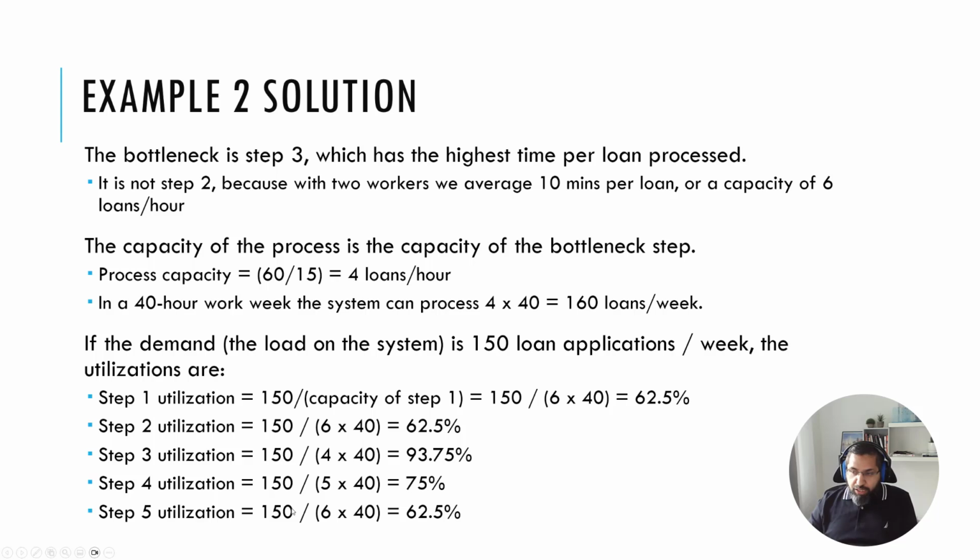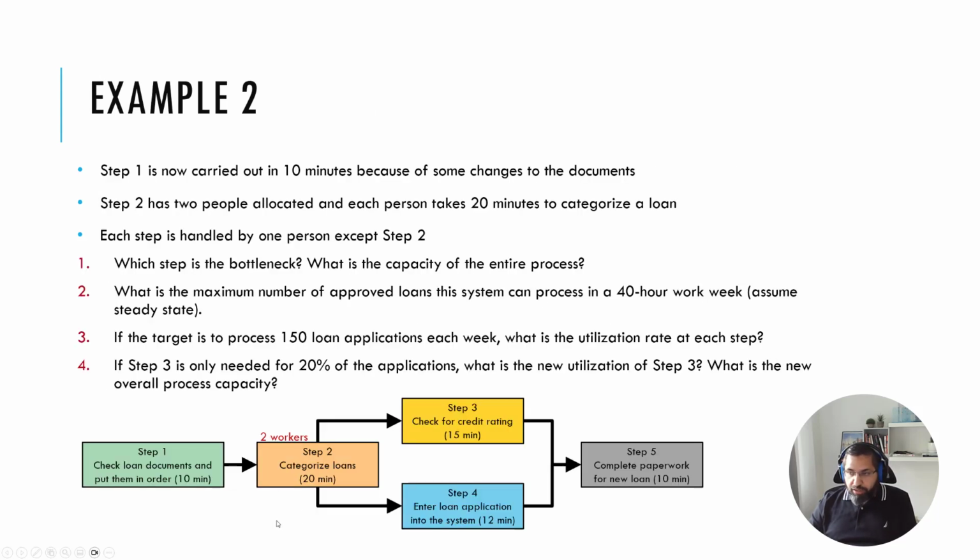Step 5, again, the load on step 5 is 150, right? Because when both step 3 and 4 are done, step 5 has to work on that application. It's not that step 3 gives a copy of the application, step 4 gives another copy, and now step 5 has to do two applications per application that came in. No, it's just the same application. So if the load was 150 on step 3 and 150 on step 4, then the load on step 5 is also 150 applications per week.